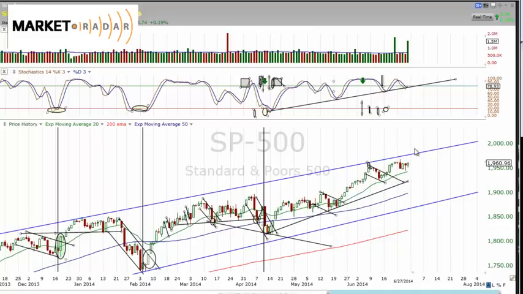2000's above us, and that's a big whole number. A lot of people will be focused on that. There doesn't seem much reason to sell here yet, but we're always watching it.